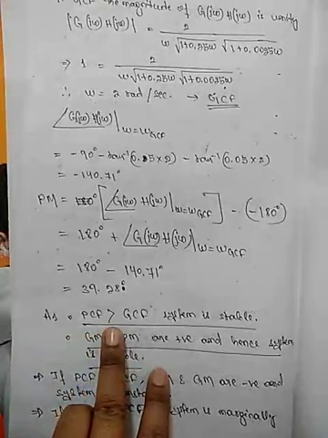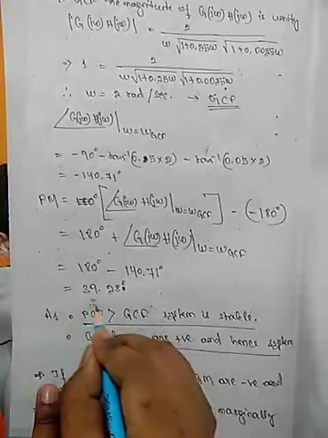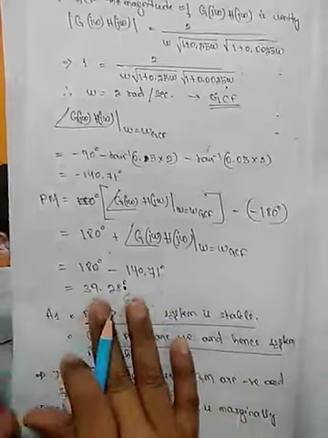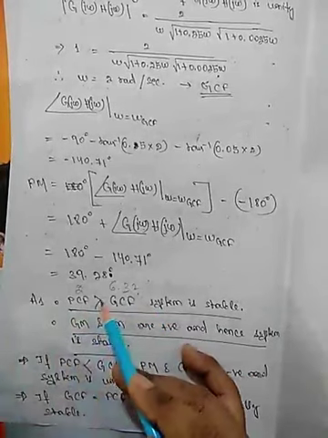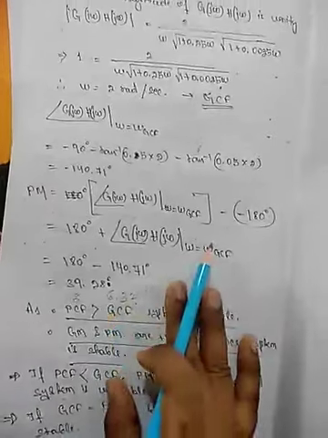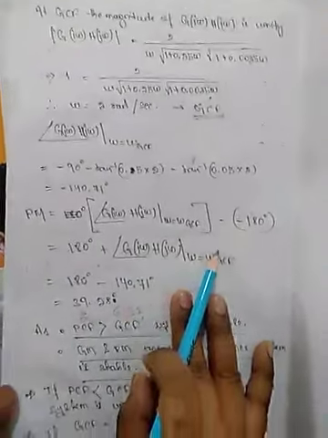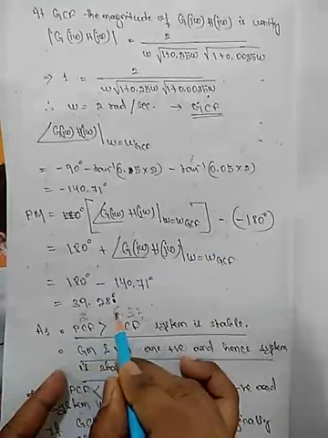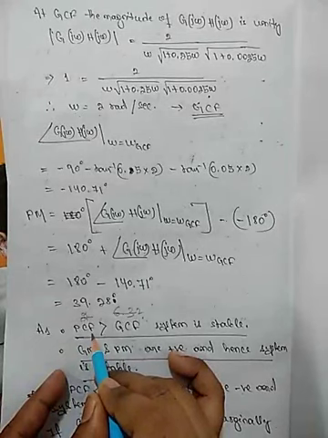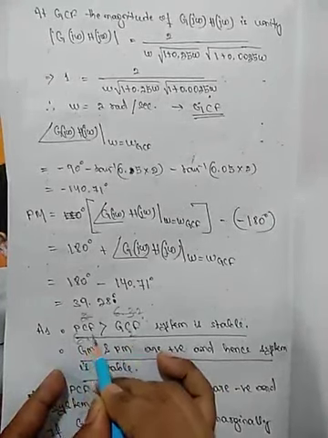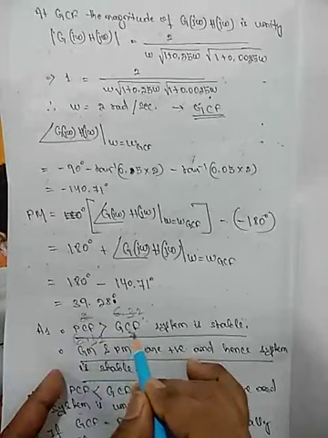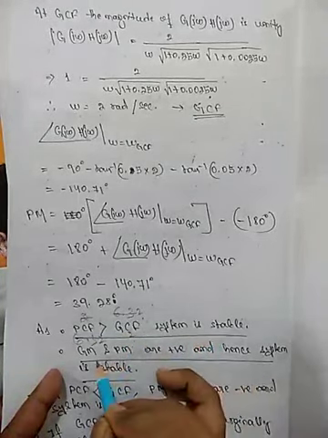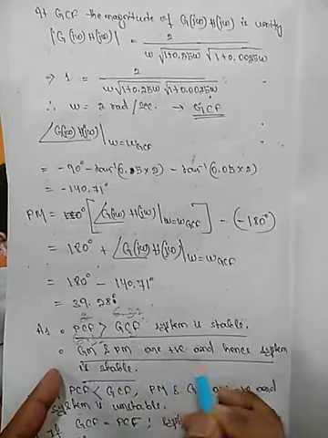The gain crossover frequency is 2 and the phase crossover frequency is 6.32. 6.32 is greater than 2, that is, the phase crossover frequency is greater than the gain crossover frequency, hence my system is stable. Gain margin and phase margin are positive, hence the system is stable.